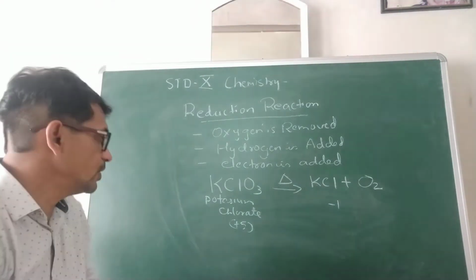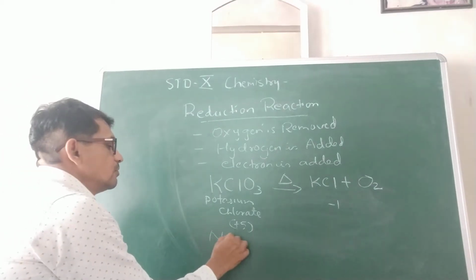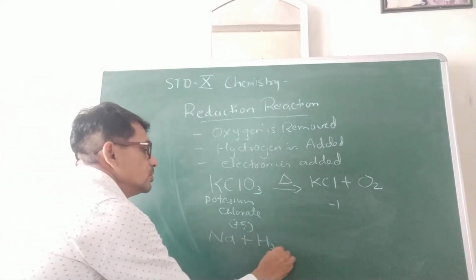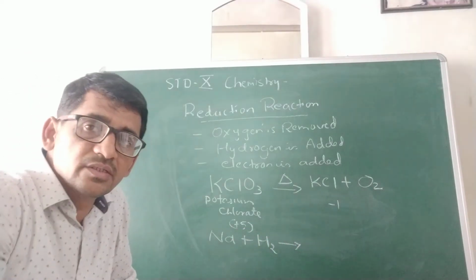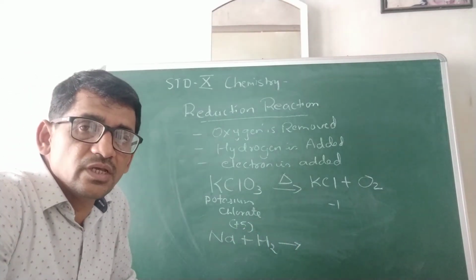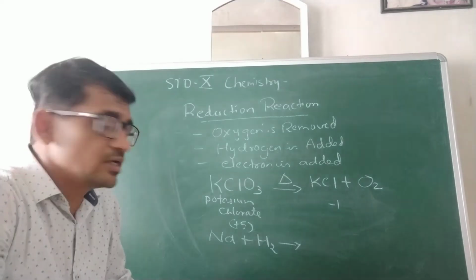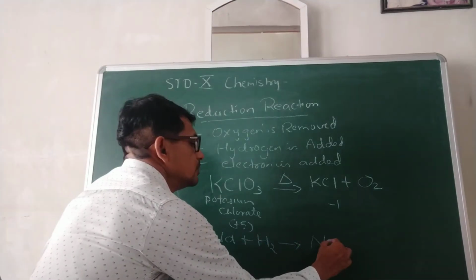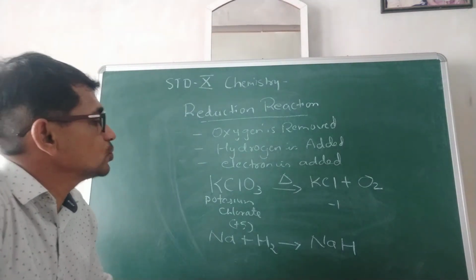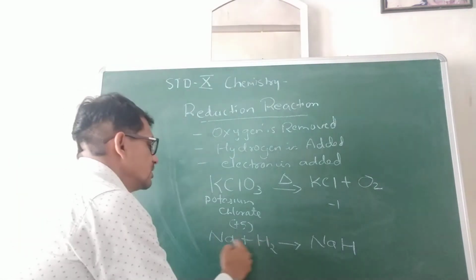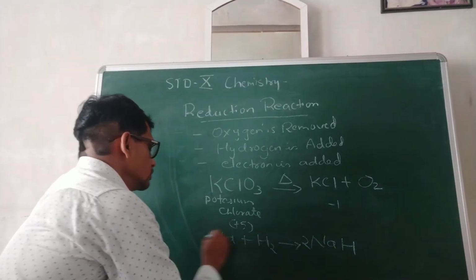In terms of hydrogen, for the second example we take sodium. If hydrogen is added during the reaction, then also it is known as a reduction reaction. So here sodium will react with hydrogen and form sodium hydride. If you balance the reaction, hydrogen is 2, so here it is 2.